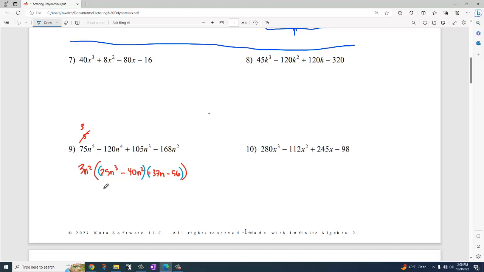You want to take the biggest possible thing. So this 25n cubed and 40n squared both divide by 5n squared. And that, if I take the 5 out of 25, that makes 5. N squared out of n cubed makes n, minus 40 divided by 5 is 8, and I took the n squared.